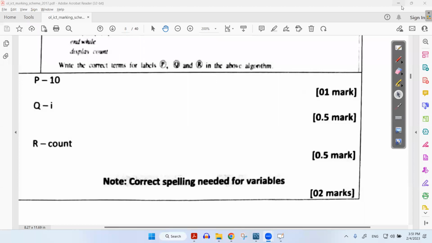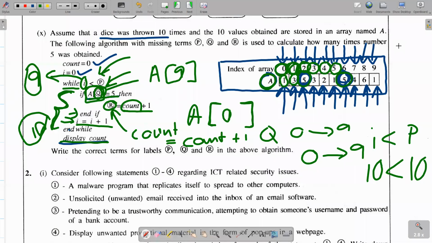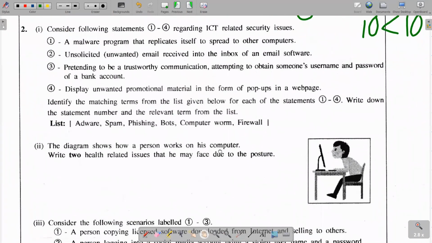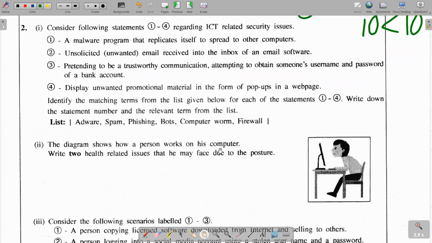All right, so let's go with the second one. In the second one, they asked about some things from the last lesson. Let's say the following statements from 1 to 4 regarding the ICT related security issues. Identify the matching terms from the list given below for each of the statement 1 to 4. Write down the statement number and the relevant term from the list.